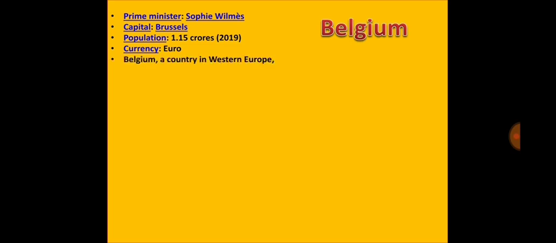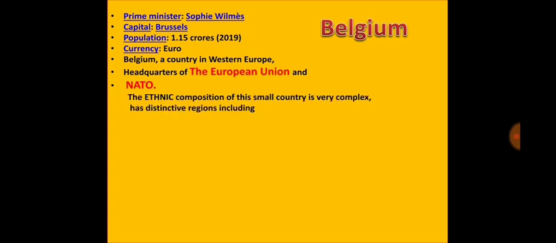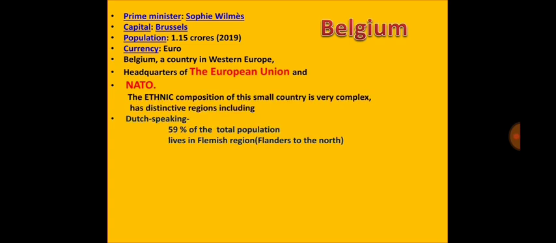Belgium is a country in Western Europe, and it is a very unique thing that it is the headquarter of the European Union and NATO, North Atlantic Treaty Organization. These two prominent institutions have their headquarters at Brussels in Belgium.